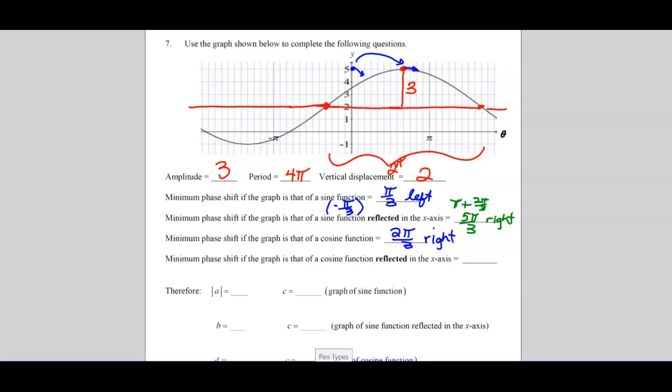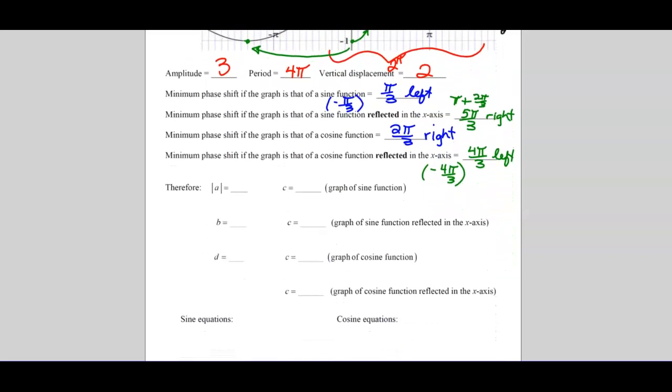Reflected cos would be a minimum value of -1 on the y-axis and going up. Where is it closest to doing that same direction? It's over here. So that is left pi plus 1/3 pi, so that's 4 pi over 3 left. Okay, so now you can come up with your properties and your equations.